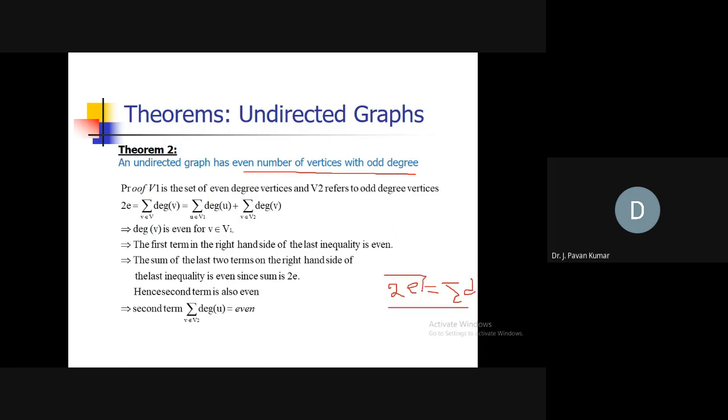So 2 multiplied by the number of edges is an even number, right? So the summation of the degrees is definitely even. Why? Because the formula for an even number is 2n. Now let us consider V1 as the set of all even degree vertices, and V2 as the set of all odd degree vertices. The summation of the degrees of all vertices is the summation over even degree vertices plus the summation over odd degree vertices.